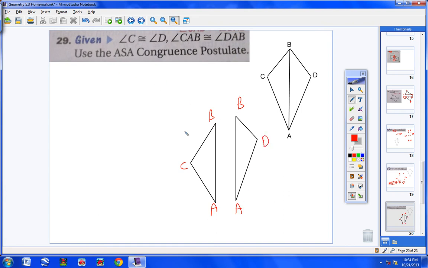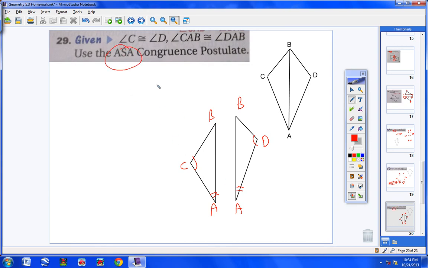Okay, given C is congruent to D, so here's C congruent to D, and CAB, so CAB, this angle here, is congruent to DAB, so DAB. And they want to use the angle, side, angle congruence.